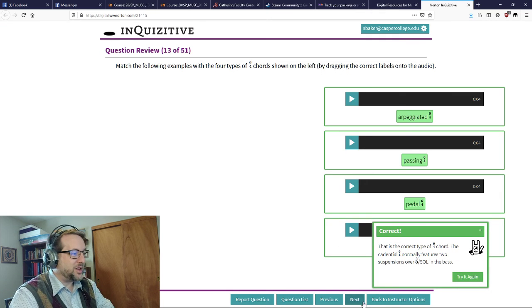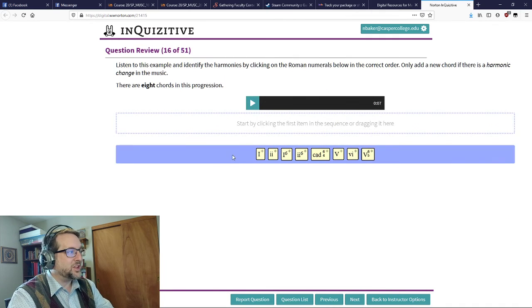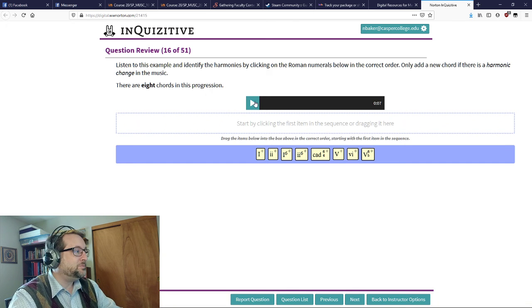All right, let's take a look at some Roman numeral dictation. Listen to the example, identify the harmonies, clicking on the Roman numerals, 8 chords in this progression. What are we listening for? We're listening for that bass. So let's get our solfege for our bass, and then translate it into the Roman numerals.